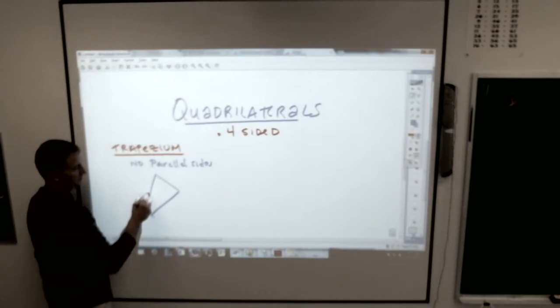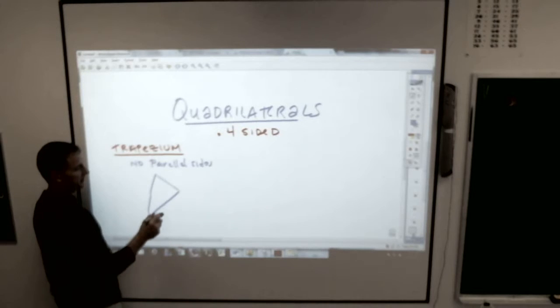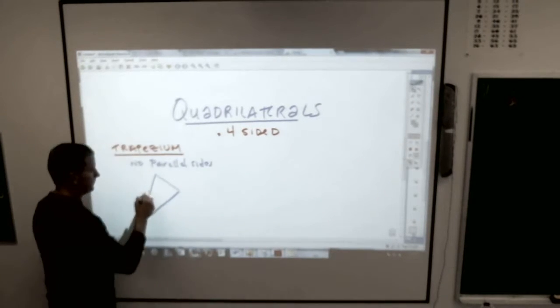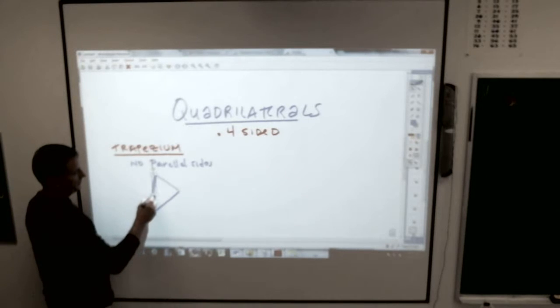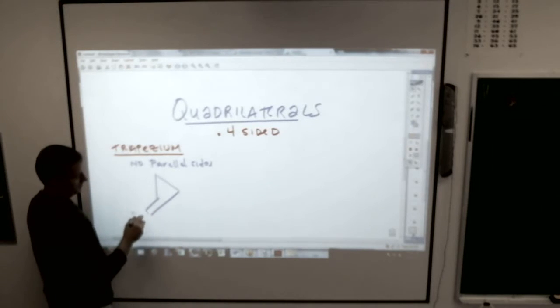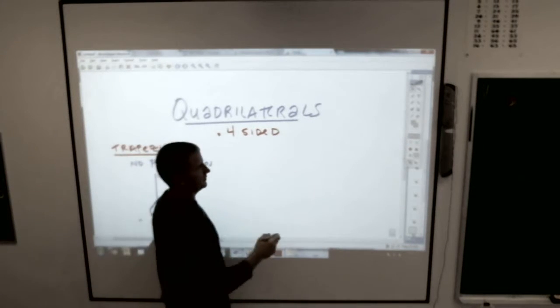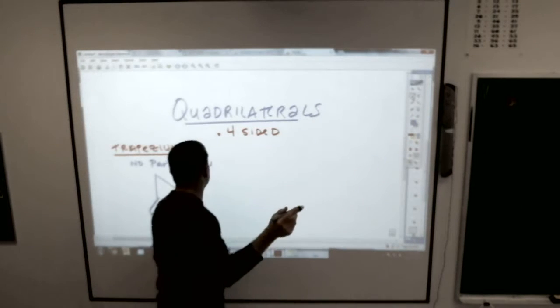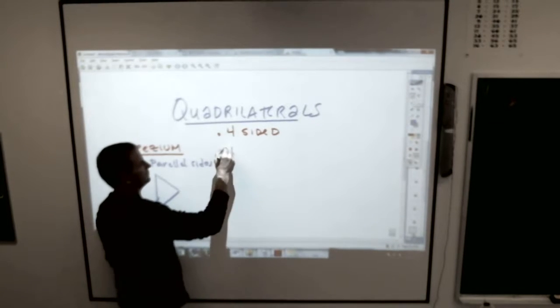I don't know if that works. Because now it looks like I got that here. I'll change it. See the beauty of the board. If you don't have any parallel sides, I can't even do it. No parallel sides, you probably get the picture there. As opposed to what else that sounds like a trapezium? Trapezoid. Yeah, as opposed to a trapezoid.